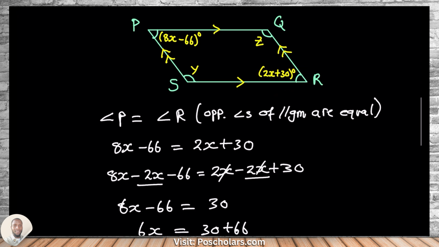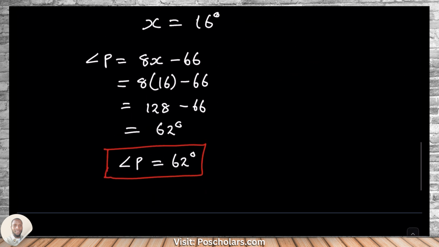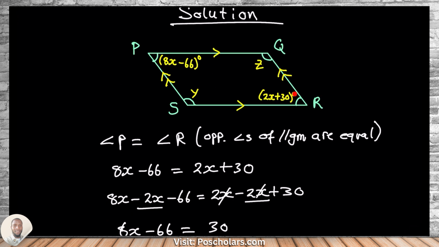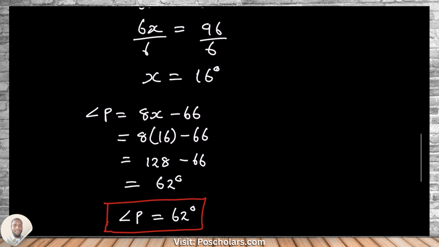Without solving, we should just know that angle R will also be what? 62 degrees, right? Because opposite angles are equal, right? But let's just solve to confirm the answer. Now, the expression for angle R is 2x plus 30. So angle R is equal to 2x plus 30.